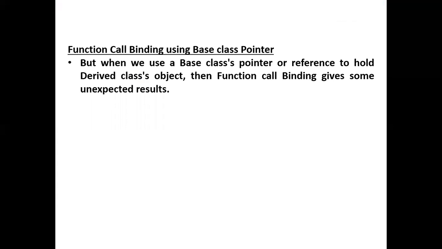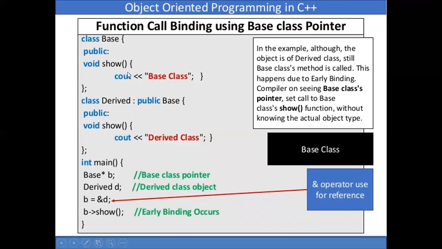Now, but when we use a base class pointer or a base class reference to a derived class object, what will happen? You can see here the function in the base class is the same and in the derived class is the same. Now what we are doing is making a pointer of the base class and an object of the derived class, and the address of the derived class object is assigned to the pointer.